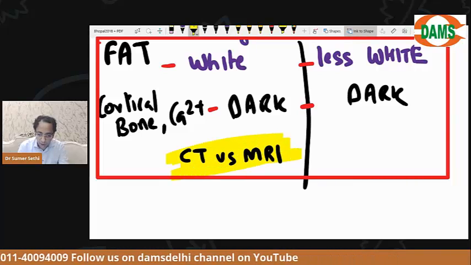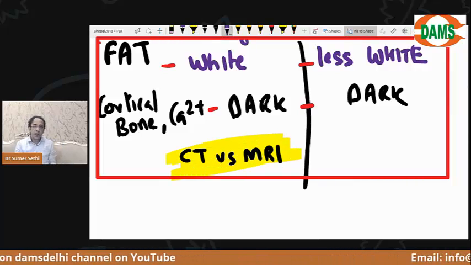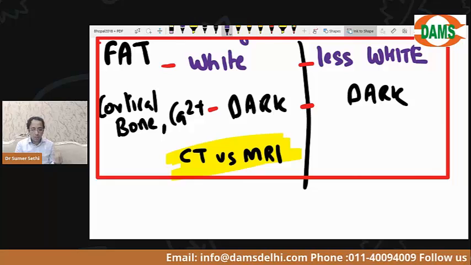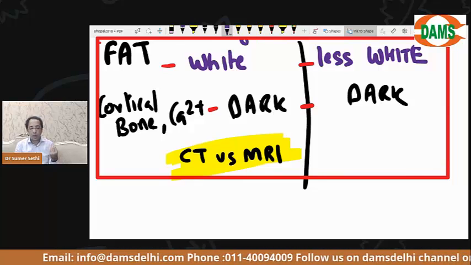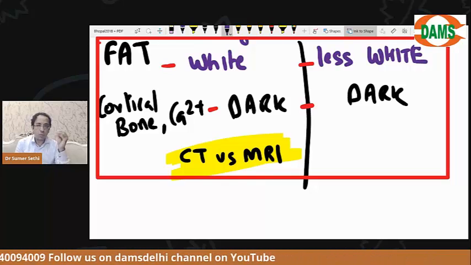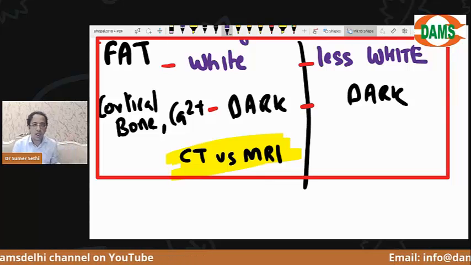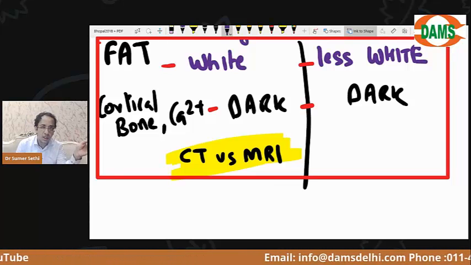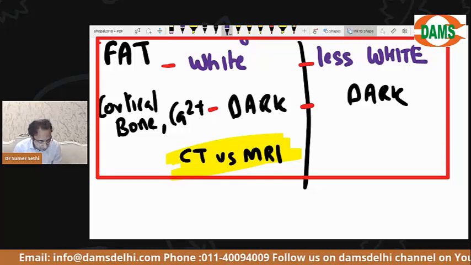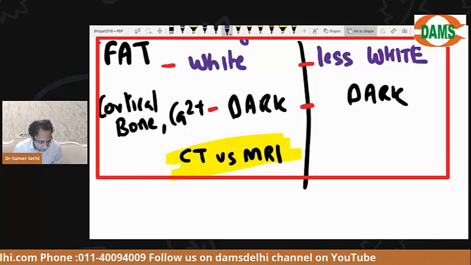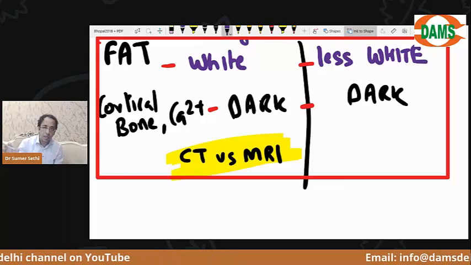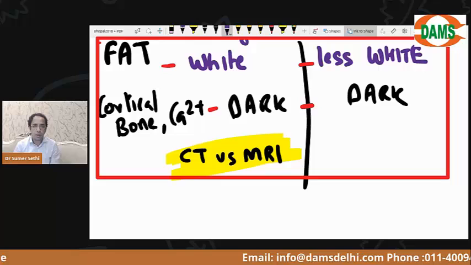Do you recall from my last class? On a CT scan, the cortex of the bone and calcium were appearing white. On MRI, they appear dark. Fat was dark on CT because it had a Hounsfield value of -100, while fat is white on MRI. If you know this, it is more than enough to look at an image and tell whether I am looking at CT or MRI.